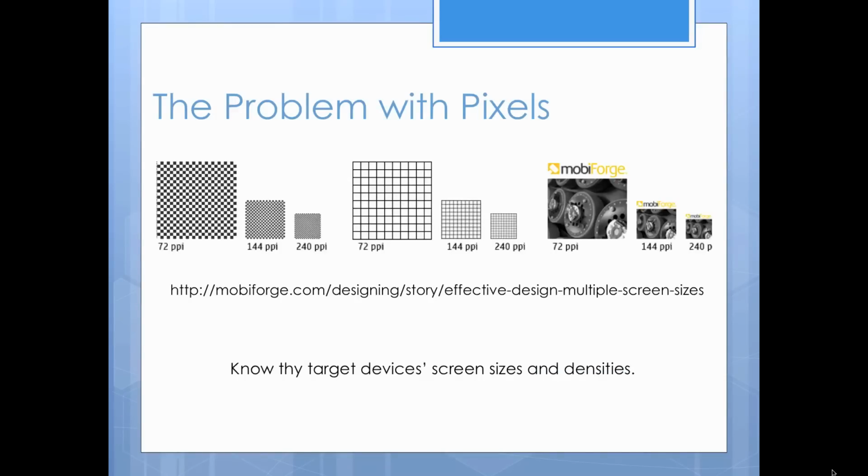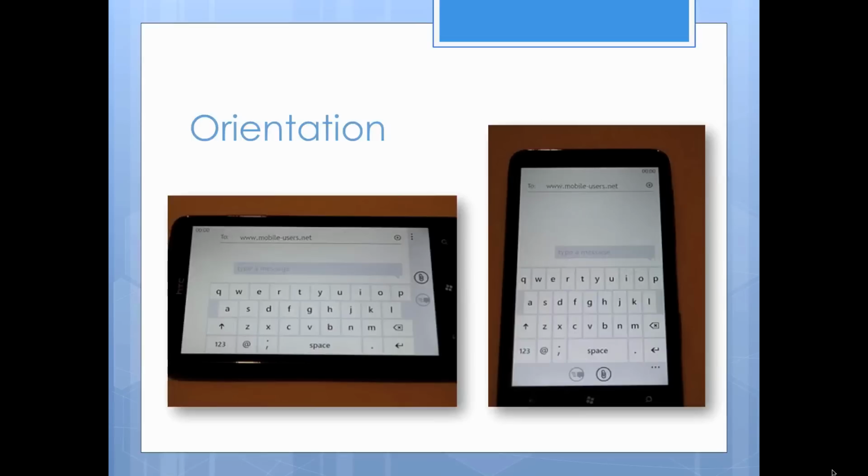Here, just to further illustrate the point, the problem with pixels, you can see here the effects, I guess you could say, of scaling based on pixel density. And it's something to keep in mind. Think about, if you do have specific devices, what those densities are. But on the web, it's a little bit more interesting, shall we say.